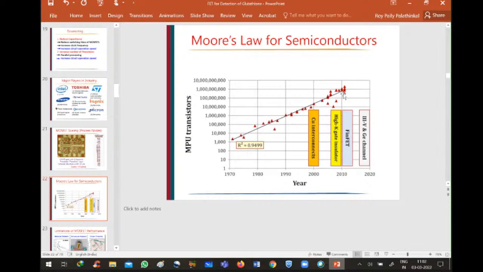So I can predict today what the number of transistors in a chip will be in 2035. I can predict it today because of this rule. Since there was a rule like this, it is easy to plan for tomorrow. You are a research scholar. You will be passing out in 2024, let us say. So your research should be relevant for another 10 years at least.